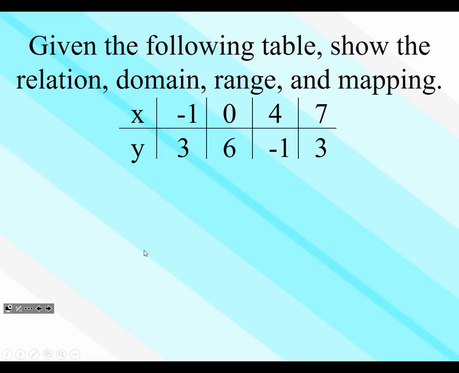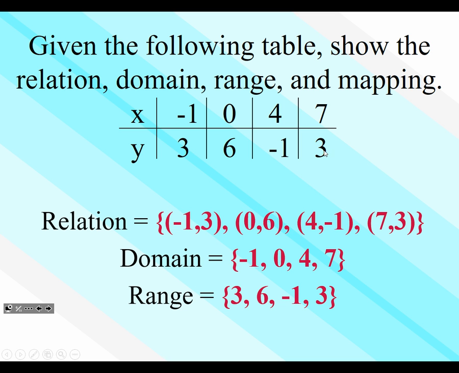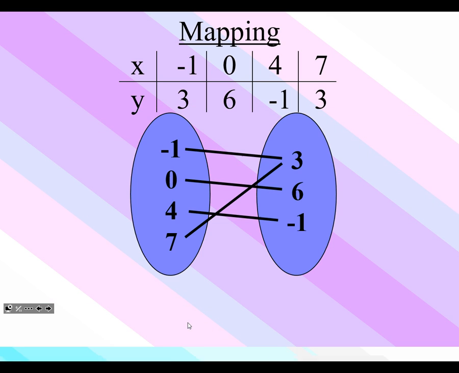Now, if you're given the following table, show the relation, the domain, the range, and the mapping. So here's our relation. We're just going to make an ordered pair. So -1, 3, 0, 6, 4, -1, and 7, 3. And again, we contain those squiggly lines outside of our ordered pairs. Now we list our domain. Those are all your x values right here. We list all of our range, which are your y values.